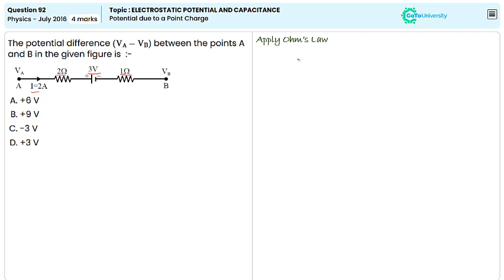The current I equal to 2 A is flowing through each resistor in the circuit. The potential difference across a resistor R is given by Ohm's law, which is V equal to IR. Let us calculate the voltage drop across the 2 ohm resistor. Applying Ohm's law, V is equal to IR, where I is 2 amps and R is 2 ohms, which is equal to 4 volts.